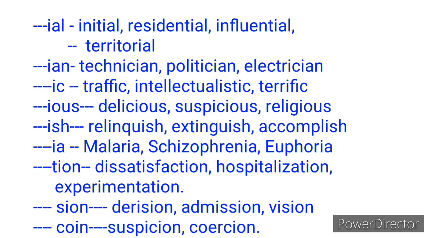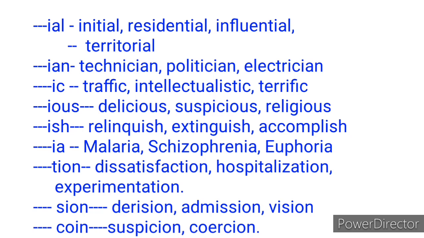Now let's see words that end in CION. There are two common nouns that end in CION, and they are suspicion and coercion. In the word suspicion, the stress will be on the second syllable from the end, which is pi. In the word coercion, which has three syllables, the stress will be on the second syllable from the end. So the stress will be on air. That's where you have the stress.